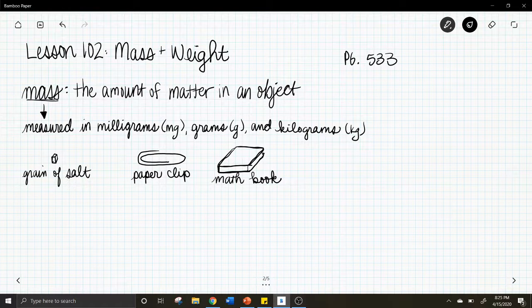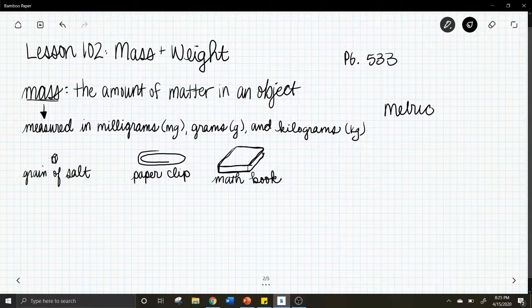And the reason I even say that is because mass is different from weight. So mass is the same no matter where the object is, whereas weight will change depending on where the object is. So mass is measured in milligrams, grams, kilograms. Basically any type of a gram is how we measure mass. And if you recall, these units of measure are part of the metric system.